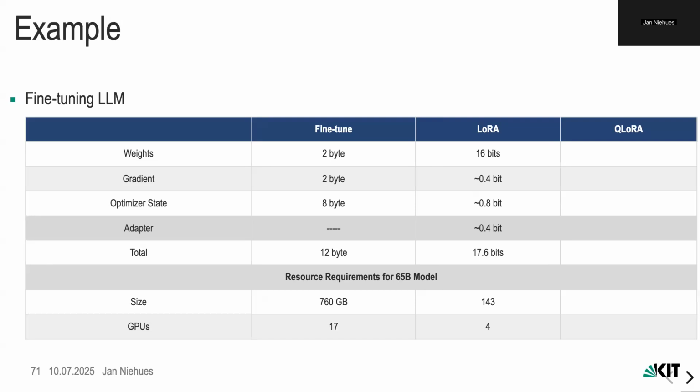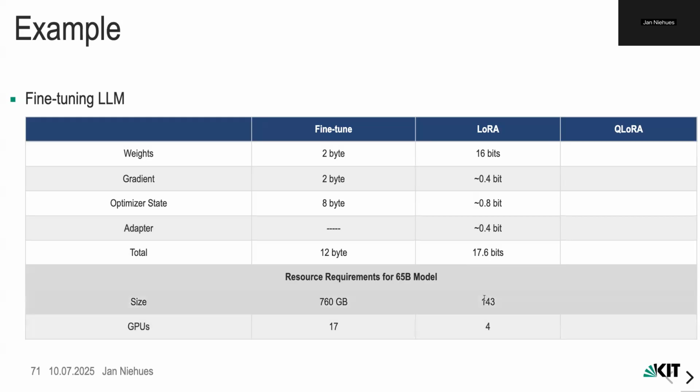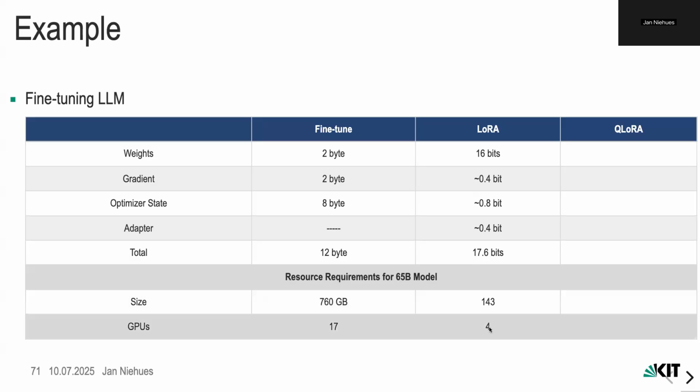The weights are still the same, but you have additional weights as your adapters, and only for them you have to store the optimizer state and the gradients. That already reduces significantly the number of parameters. So now we can go to 134 gigabytes. Instead of 17 GPUs at that point, you only need 4 GPUs to train your model, a factor of 4.